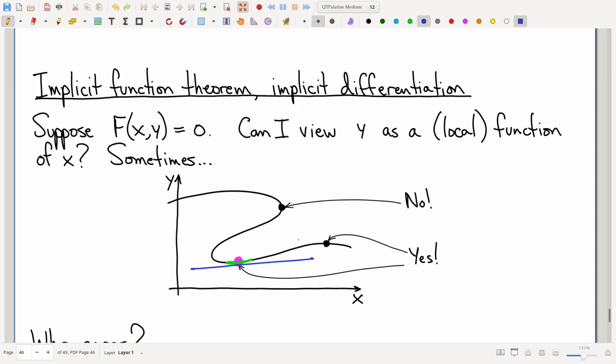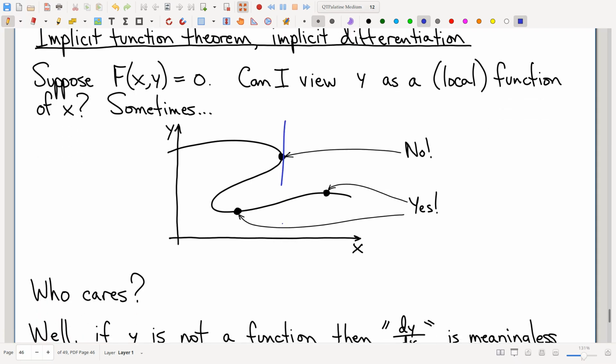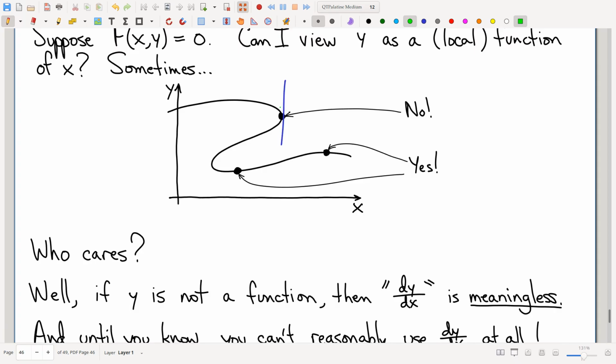So if you were to say, hey, I'd really like to understand the slope of that tangent line, you're going to want to talk about dy dx. And I'm like, whoa, what do you mean dy dx? Here's the piece of curve you're talking about. That's straight up not the graph of anything. y is not a function at that point. It's not even locally a function of x. So I can't even talk about the derivative of it. We only talk about derivatives of functions.